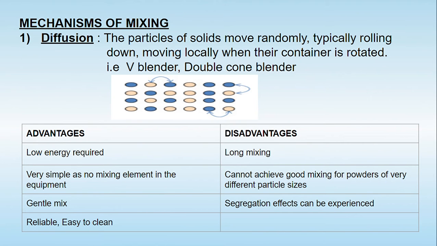Now let's understand how the mixing process takes place. What are the mechanisms of mixing? The first mechanism of mixing is called diffusion. The simple meaning of diffusion is the transfer of particles or components from a high concentration towards a lower concentration. Here the particles of the solids move randomly, depending upon the concentration gradient, and they move locally when the container is rotated.